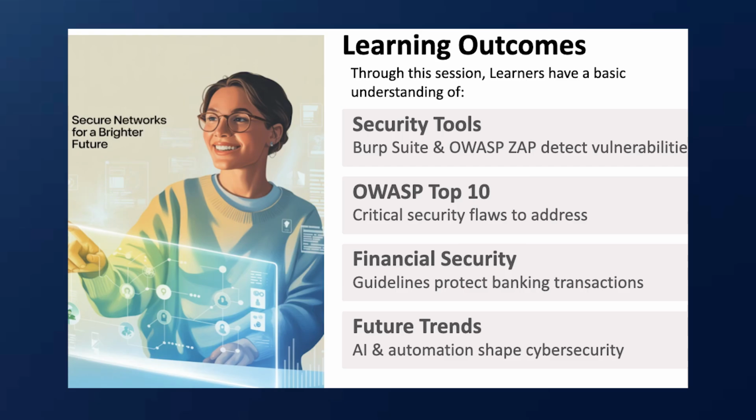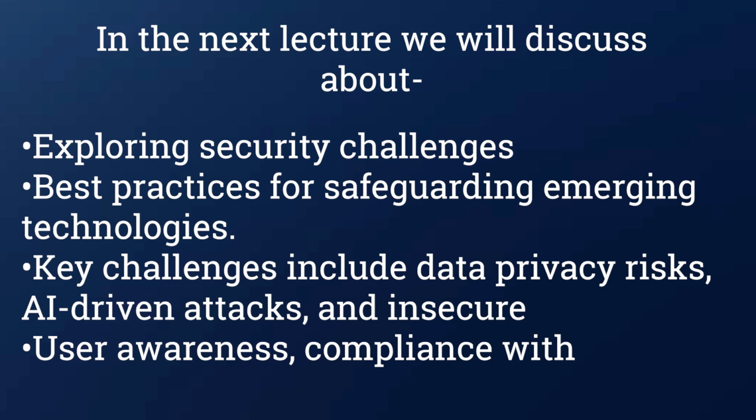Now, the learning outcomes. Through this session, learners have a basic understanding of security tools, that is Burp Suite and OWASP ZAP to detect vulnerabilities, OWASP Top 10 critical security flaws to address, financial security guidelines to protect banking transactions, and future trends, that is AI and automation shaping cybersecurity. In the next lecture, we will discuss exploring security challenges, best practices for safeguarding emerging technologies. Key challenges include data privacy risks, AI driven attacks, and insecure transactions, which can be avoided through user awareness, compliance with regulations, and incident readiness.